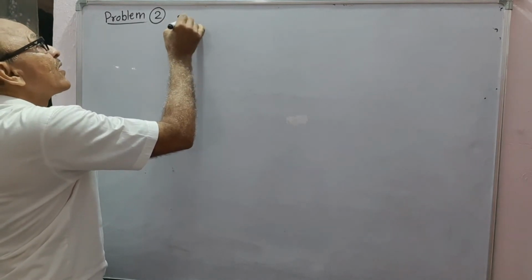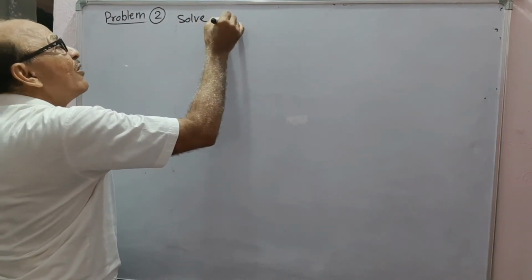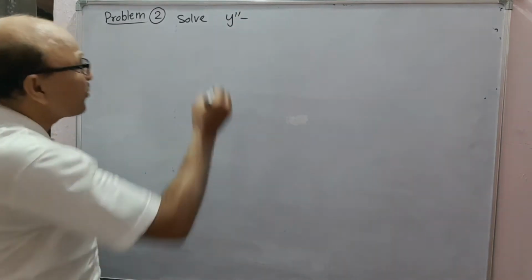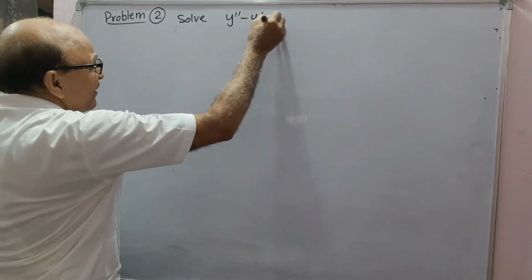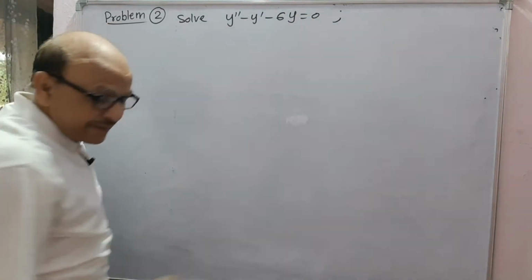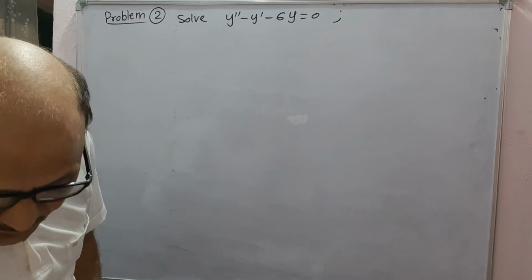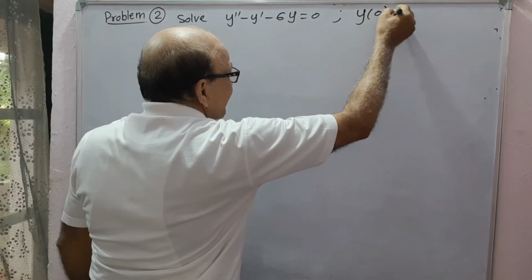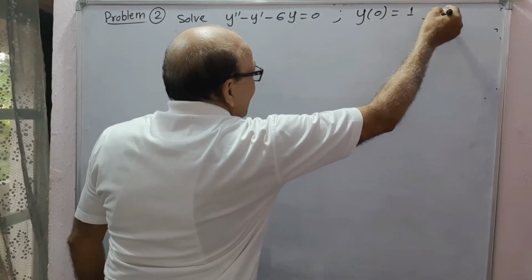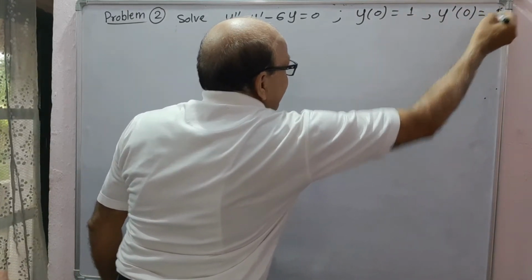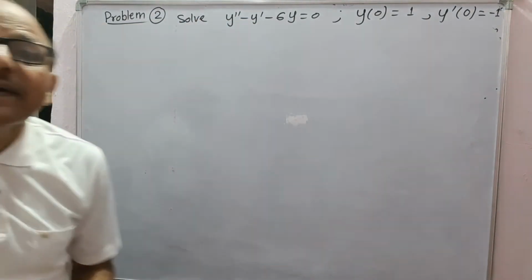Question: solve y double dash minus y dash minus 6 y is equal to 0. The initial conditions are y0 is 1, and y dash 0 is minus 1. These are the initial conditions.